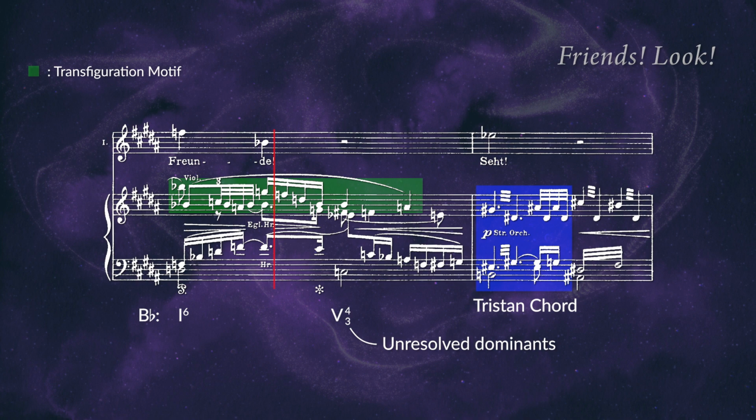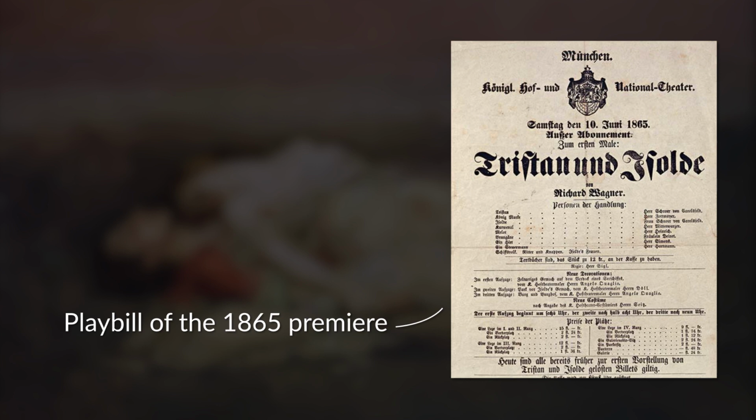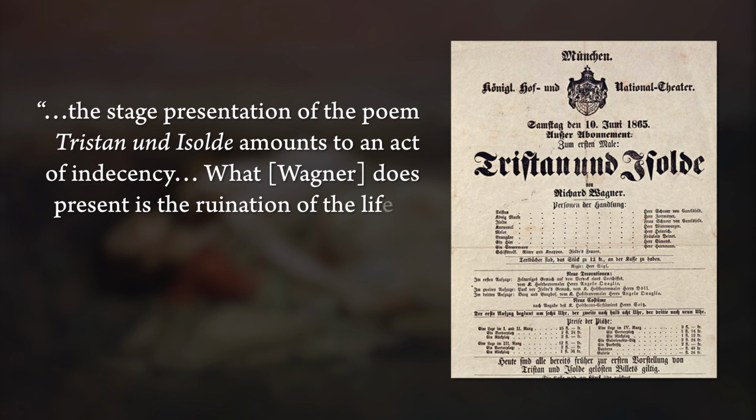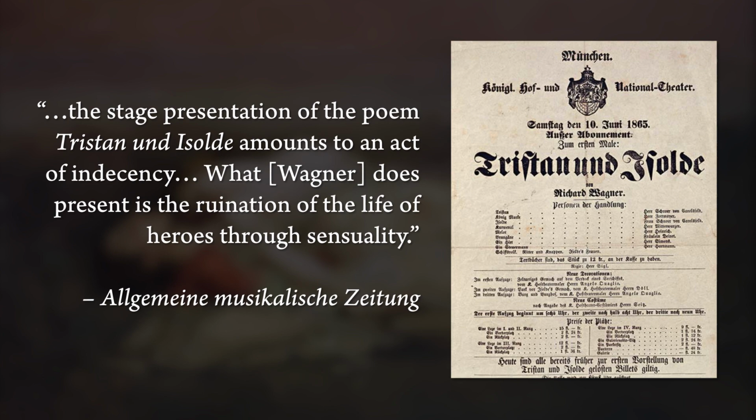This is even more so for the audience during Wagner's time, evident in the poor reception of the opera after its premiere in 1865. In a review of the premiere, critics wrote, "The stage presentation of the poem Tristan und Isolde amounts to an act of indecency. What Wagner does present is a ruination of the life of heroes through sensuality."